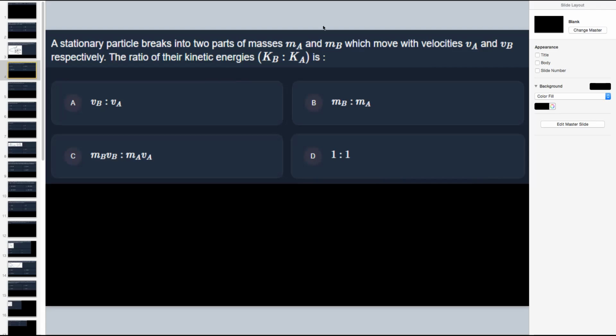What is the question? A stationary particle breaks into two parts of masses Ma and Mb, which move with velocities Va and Vb respectively. The ratio of their kinetic energy. Can you do it? What is given? Stationary particle. It splits into two, it explodes into two. One moves with velocity Va, another moves with velocity Vb, masses Ma and Mb.